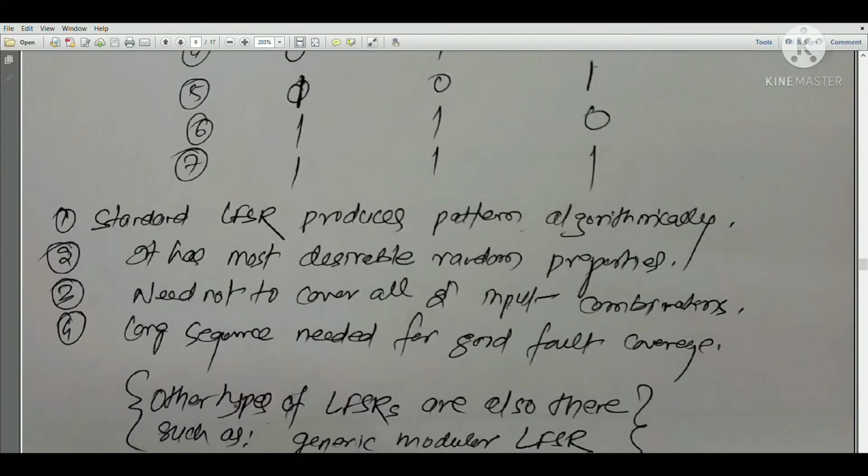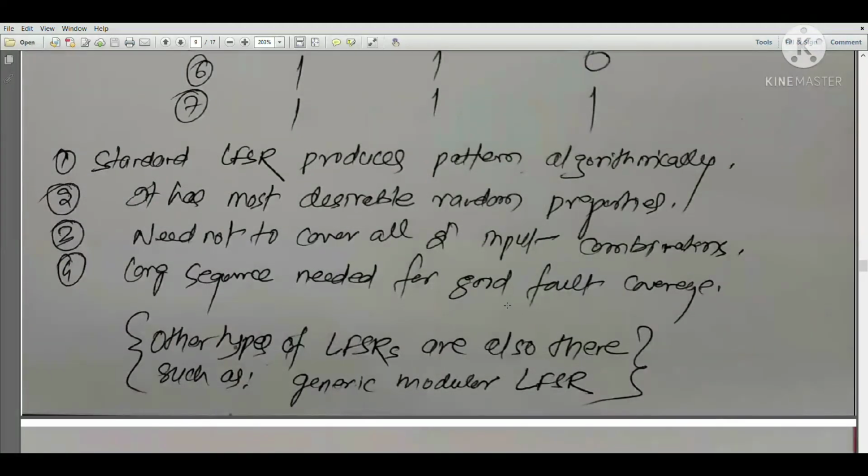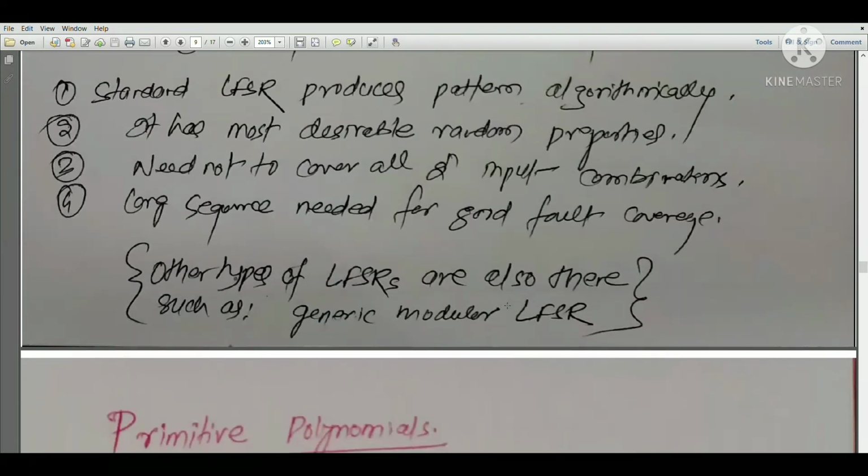Second, it has most desirable random properties. Third, we need not cover all 2 to the power n input combinations. That is also not required. Fourth, it is a long sequence needed for greater fault coverage, good fault coverage. If you want the fault coverage to be on the higher side, then you have to have a longer sequence of test patterns. Other types of LFSRs are also there, such as generic modular LFSR and so on.